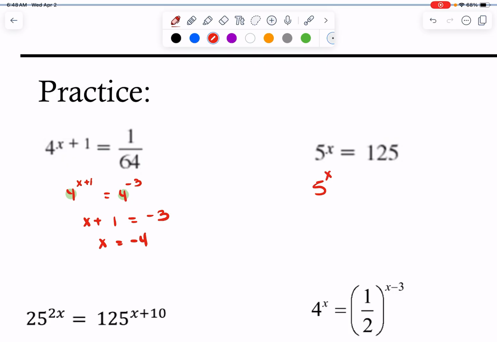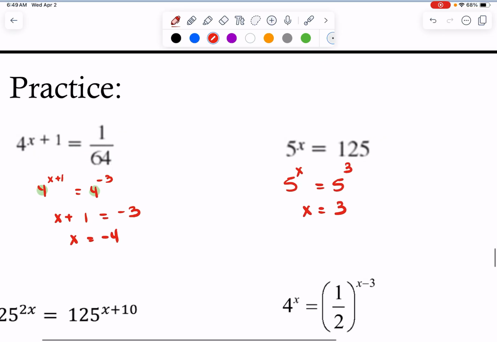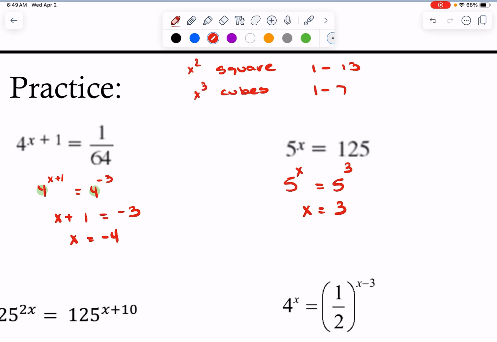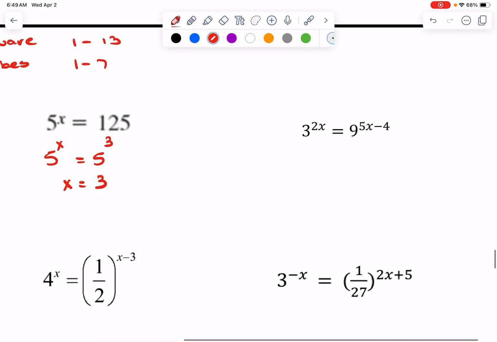Again, I need to change the bases to be the same here. So x is equal to 3 because 125 is 5 to the third. Now, it's very important that you know your squares and your cubes. The squares you should actually know from 1 through 13, and your cubes, you should know at least 1 through 7, like 1 cubed, 2 cubed, 3 cubed, all the way to 7 by memory.